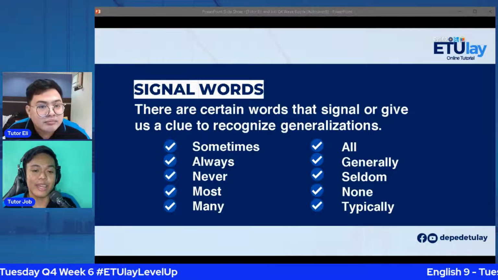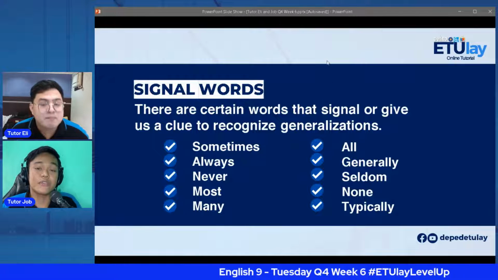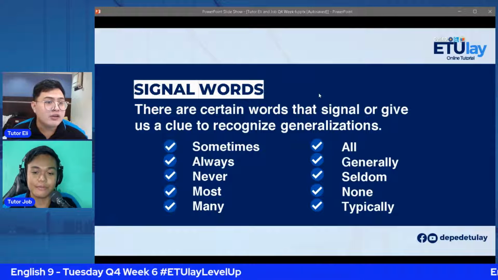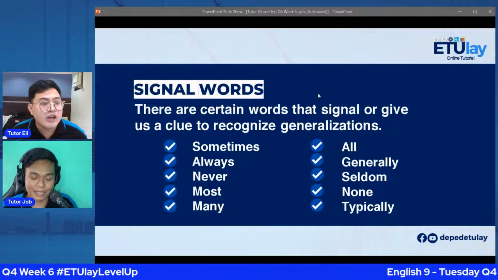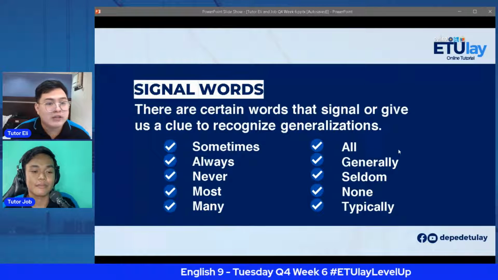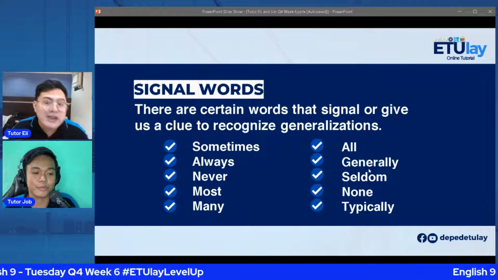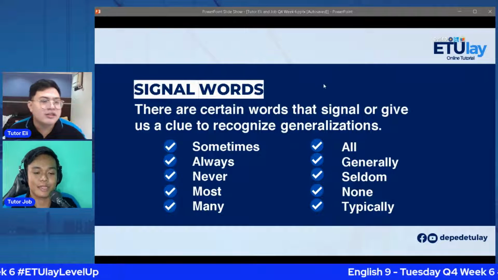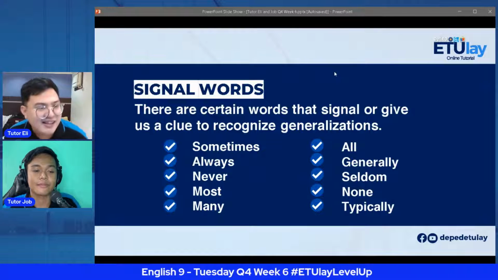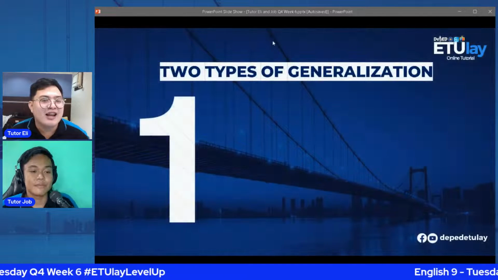Okay? So later on with our activity, we'll see examples of the usage of these words so you can see what generalizations look like. There are also other signal words stated here. It's not just these. For example, generally, they could also say in general, or overall, or frequently. There are so many signal words. These are only some examples. When you see these, it's automatic, that's a generalization. Okay, let's look at the next slide.